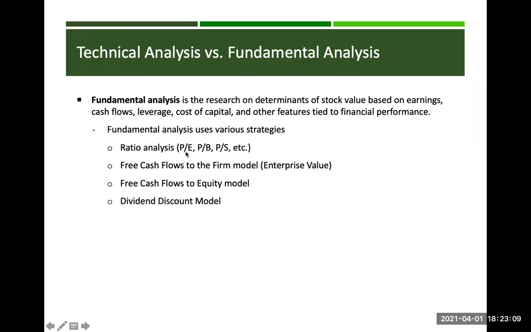So we can look at ratios: price to earnings, price to book, price to sales, price to free cash flows. Free cash flows to the firm model would be going towards trying to get an estimate of the enterprise value of the firm. Free cash flows to equity strip out the cash flows that are going to go to servicing debt.